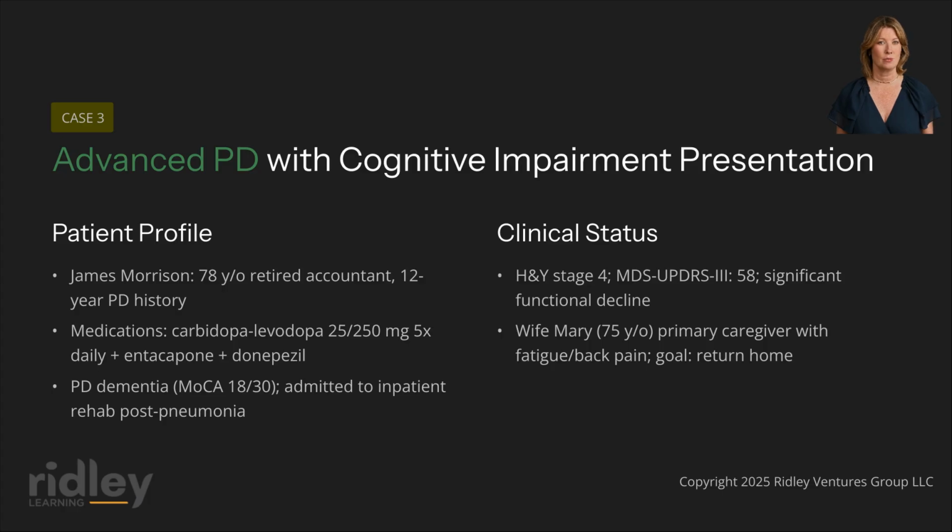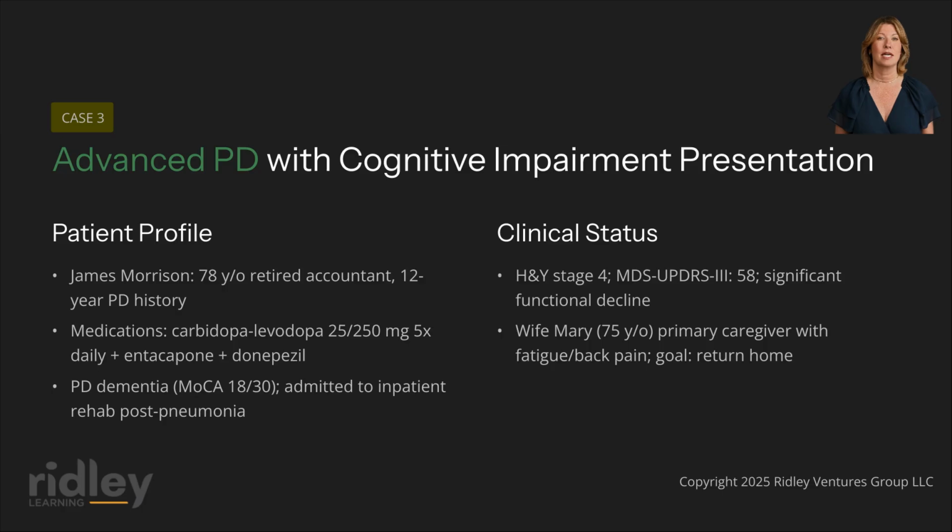Prior to hospitalization, Mr. Morrison required assistance with most activities of daily living, used a rollator walker for household mobility, and was dependent on his wife for all instrumental activities of daily living. Following the acute illness, he is unable to ambulate safely even with maximum assistance and requires extensive help with transfers, dressing, bathing, and grooming. His Hoehn and Yahr stage is 4, and MDS-UPDRS 3 score is 58.